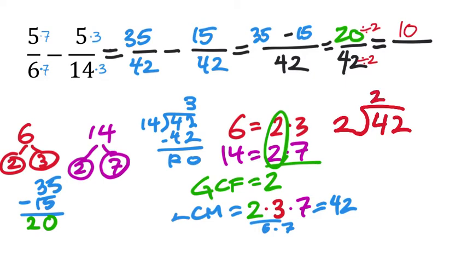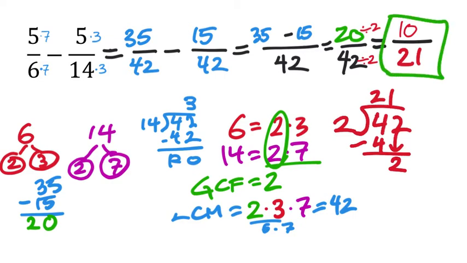2 goes into 4 2 times. 2 times 2 is 4. So that zeroes that out. So how many times does 2 go into 2? Once. So I get 10 over 21. That can't be simplified any further. So that's about as far as we can take that.